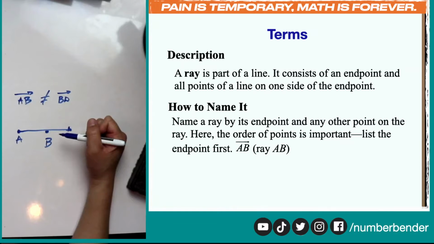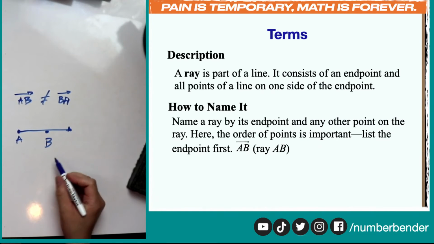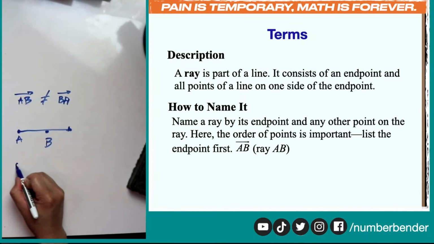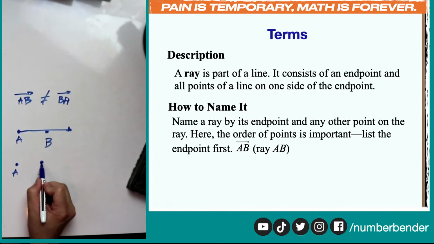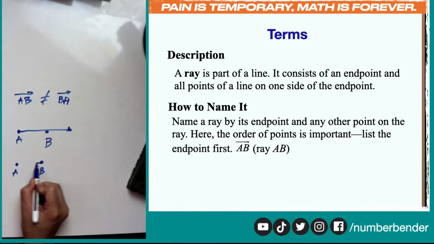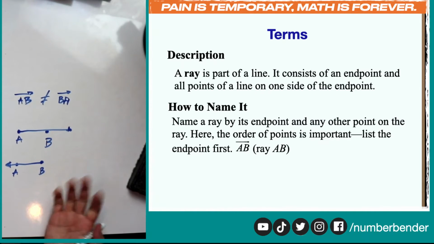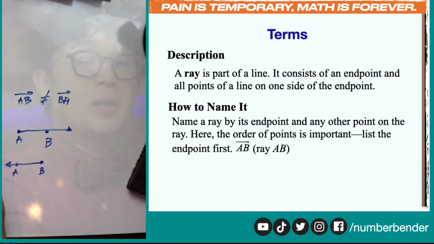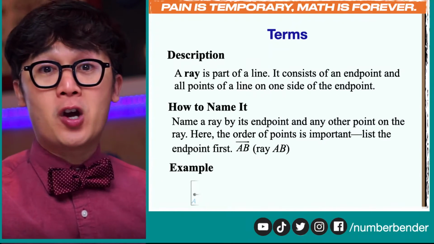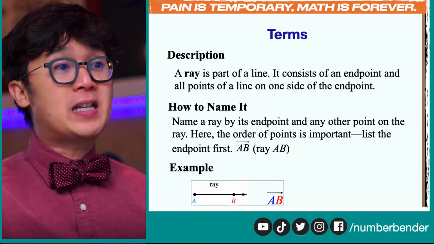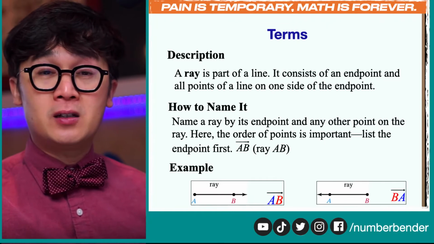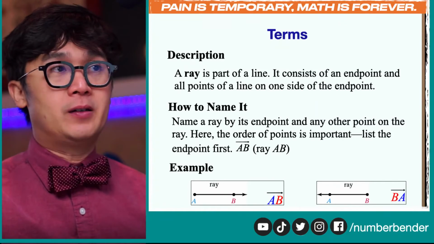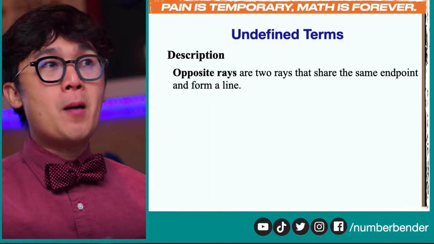Bakit siya hindi parehas kay ray BA? Dahil si ray BA would be represented by, this is A, this is B, ray BA would be, this would be your endpoint, at ito yung inyong linya. So, magkaiba si AB kay BA at yan yung tatandaan natin kapag magsusulat tayo ng ray sa geometry. So, example dito, meron tayong ray AB at meron tayong ray BA na magkaiba ng notation dahil magkaiba sila ng direction. At next natin would be opposite rays.